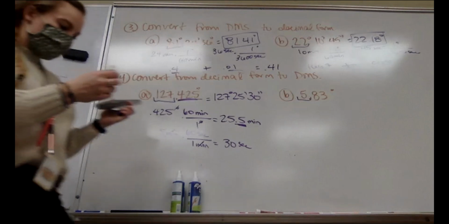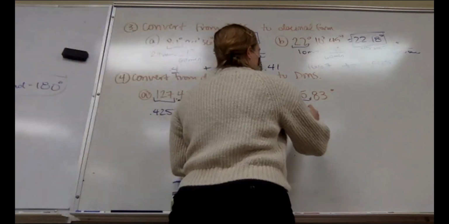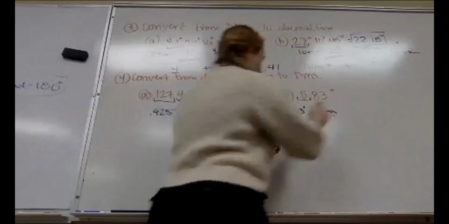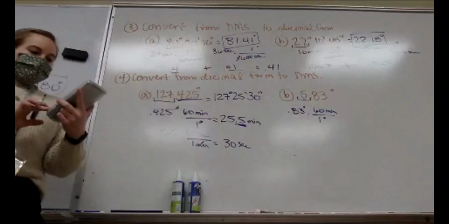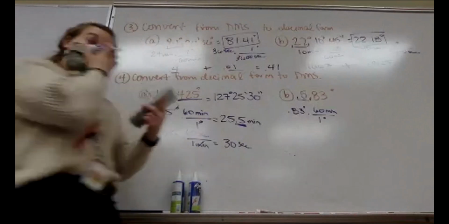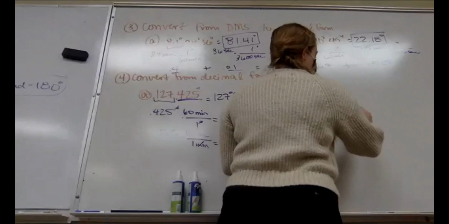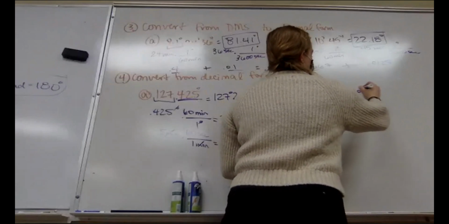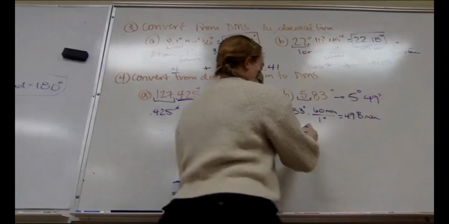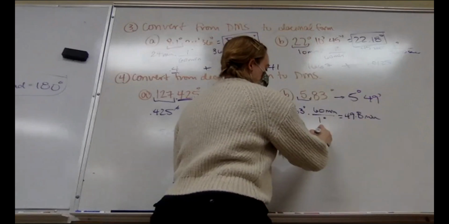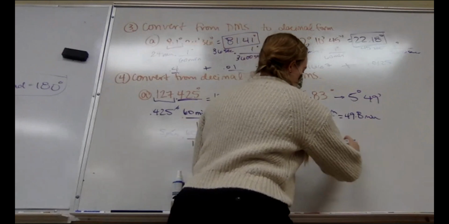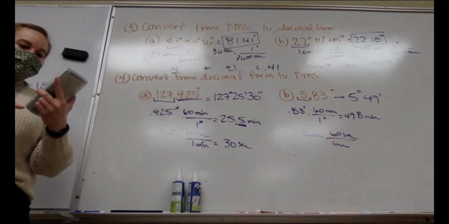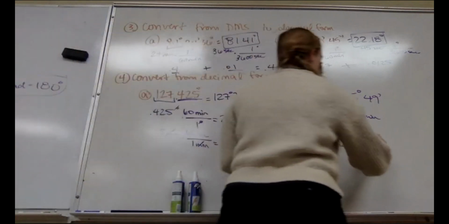For those of you who aren't sure, make it go into minutes first. You have degrees. 0.83 times 60. I get 49.8 minutes. And then that 0.8 needs to be in seconds. So 0.8 times 60 is 48 seconds.